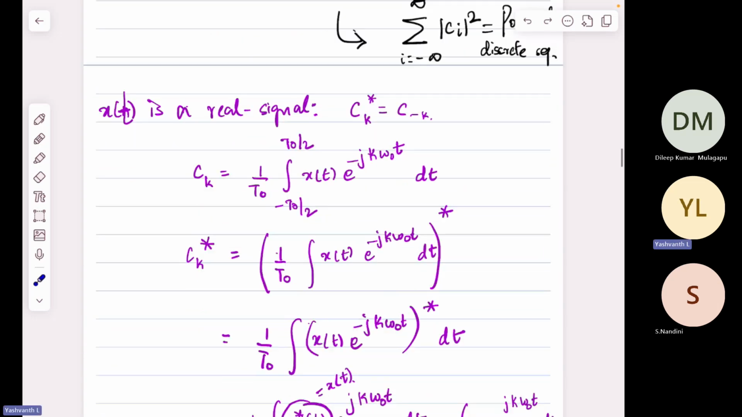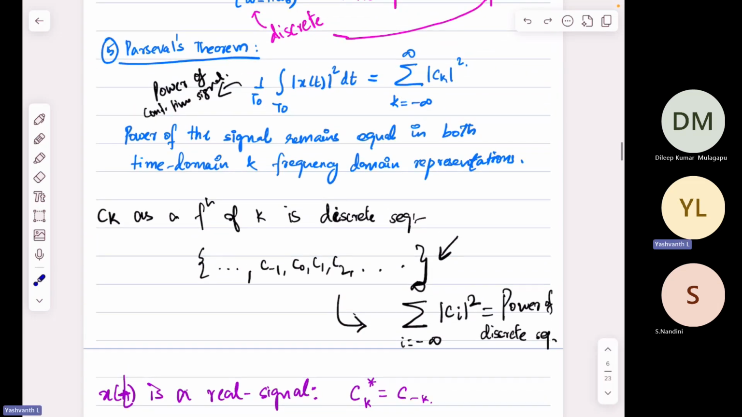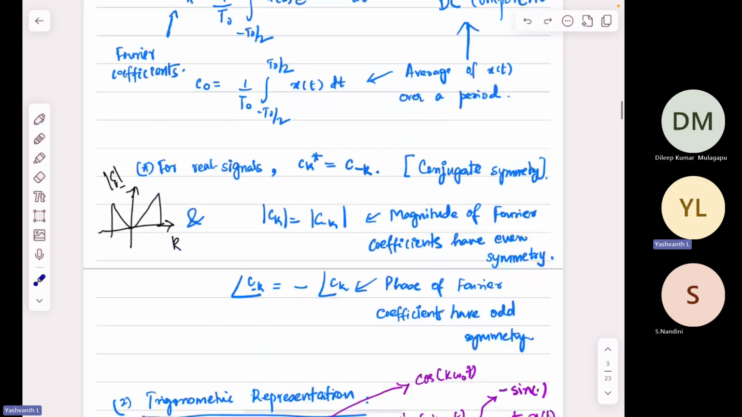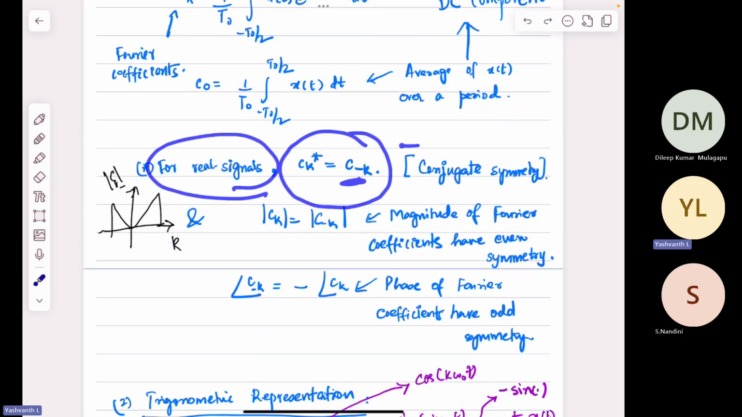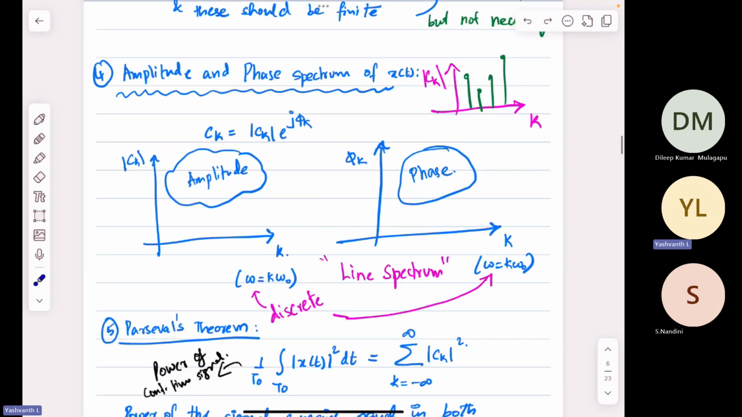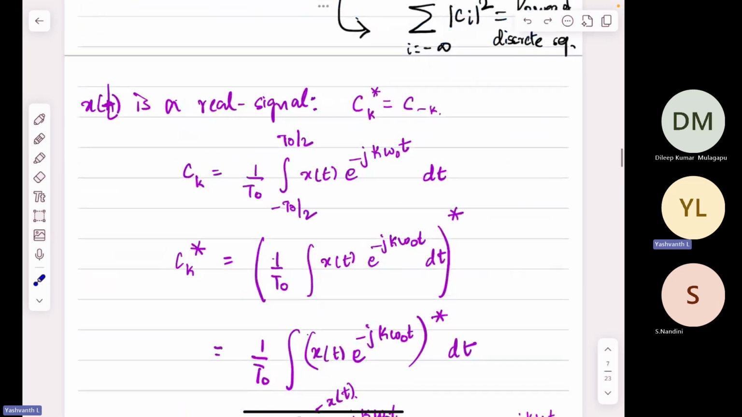In fact, we saw one claim, that c_k conjugate is equal to c minus k for a real signal. This is called conjugate symmetry. We'll see why this should be true. Here is a small proof as to why this is true. Note that x of t is a real signal, so c_k conjugate, we need to prove, should be equal to c of minus k. Let us write down the definition of c_k.